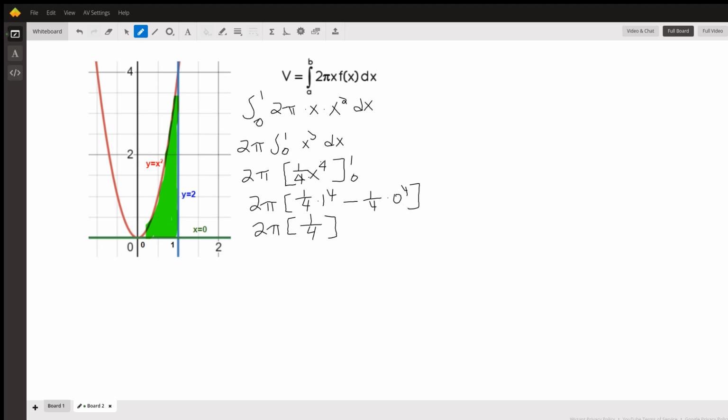We could simplify that. We could take 2 pi, think of 1 over 4 times 2 over 1, which would be 1/2. So our final answer would be 1/2 pi or pi over 2, either one. The volume of that region revolved around the y-axis would be pi over 2.